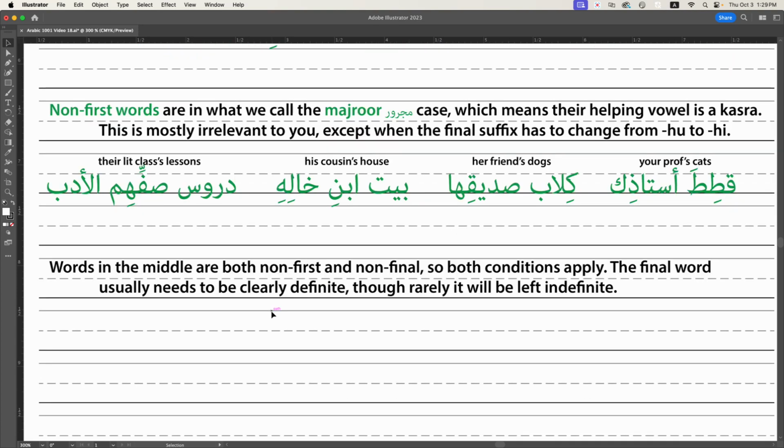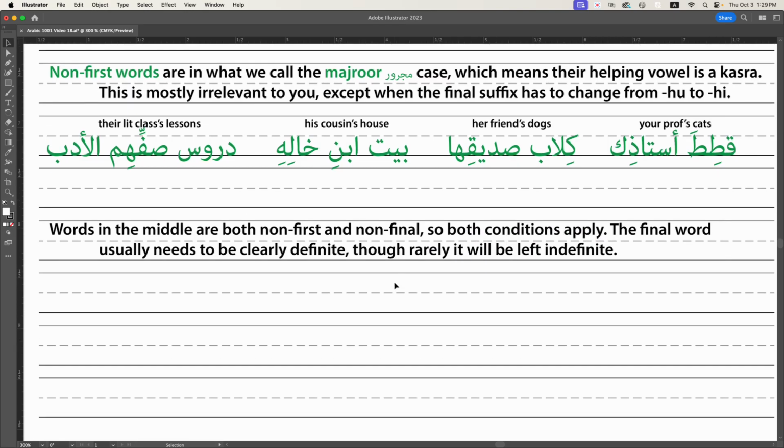So words in the middle, if we have a 3 or 4 or 5 word idafa, are both non-first and non-final. They're non-final, so they can't be marked as definite, with a couple of exceptions. And they're non-first, so they're in the majrur case and have a helping vowel as kasra. That is, both conditions apply. The final word nearly always is clearly definite, but sometimes we'll get these counterexamples where it's marked as indefinite.